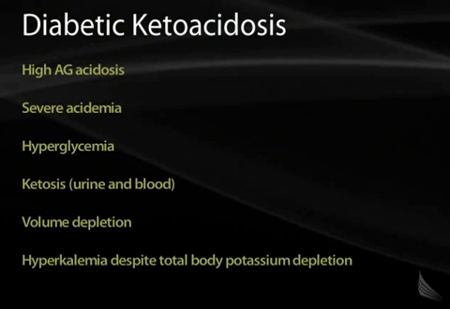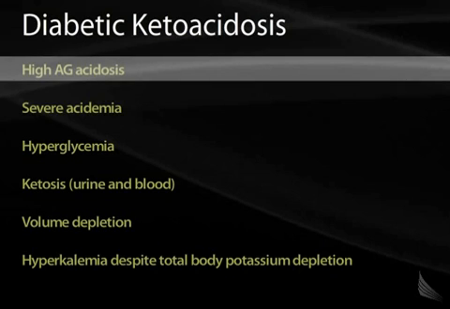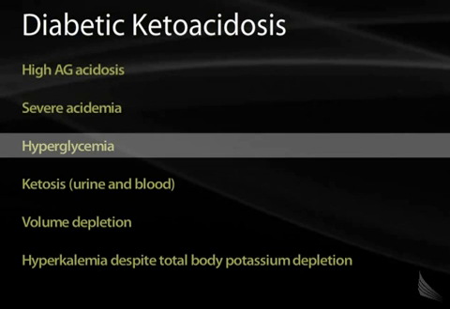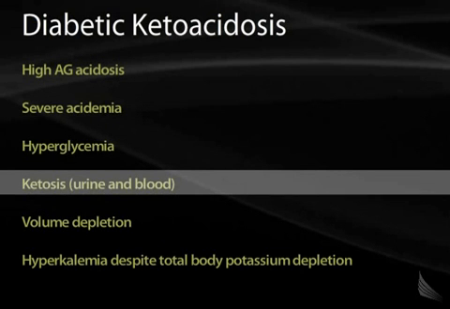This clinical scenario of a young man presenting in this way suggests diabetic ketoacidosis. Clearly, a measurement of serum glucose as well as measurement of serum ketones would confirm this diagnosis. Diabetic ketoacidosis manifests as follows. A severe high anion gap acidosis can manifest as severe acidemia, hyperglycemia, and ketosis, with ketones present both in the blood as well as the urine.